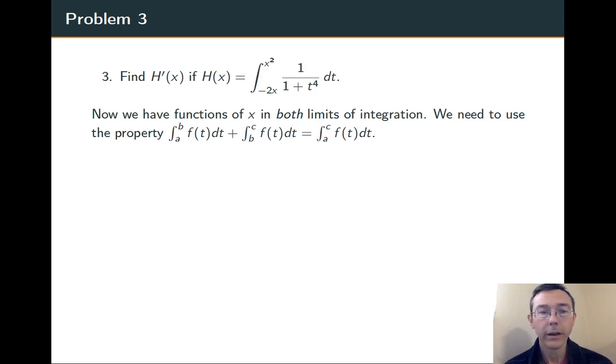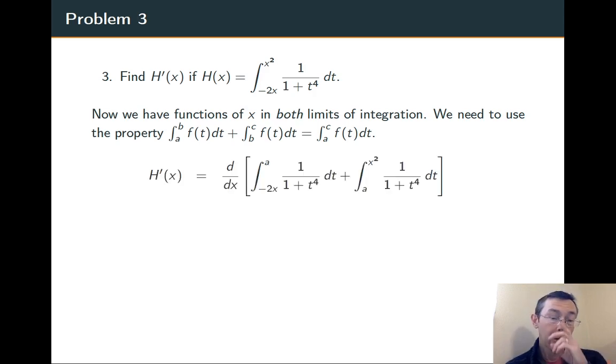And we're going to do it using another property of the definite integral. The integral from a to b plus the integral from b to c is the integral from a to c. Basically, areas under graphs add. So let's rewrite that integral. Instead of going from negative 2x to x squared all in one go, let's go from negative 2x to some number a, and then from a to x squared. So the whole thing in the brackets there is actually equal to the integral from negative 2x to x squared, 1 over 1 plus t to the 4th dt.